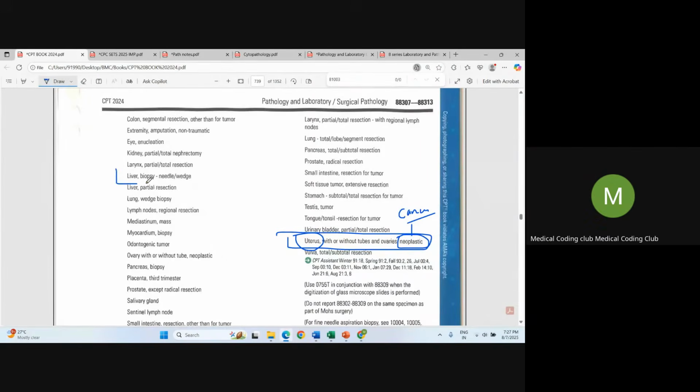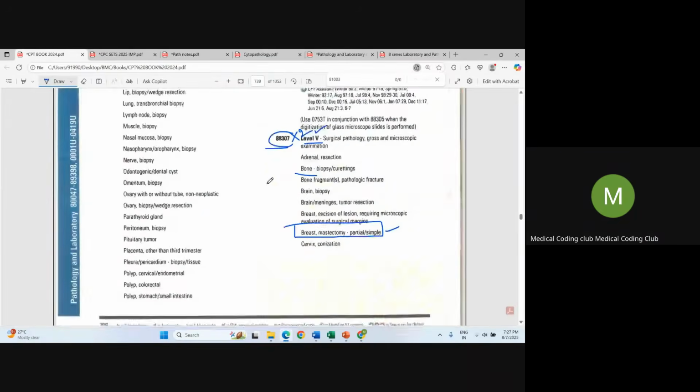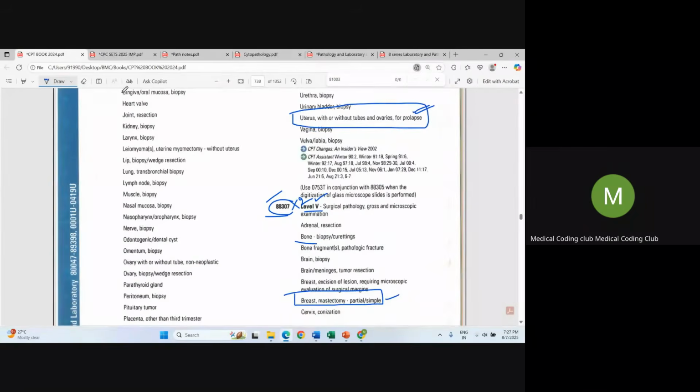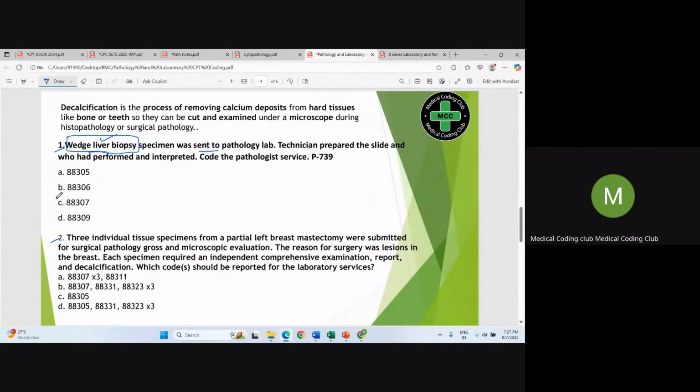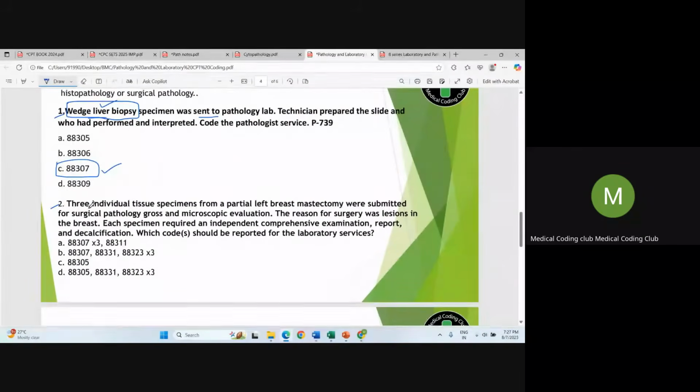So here is the liver biopsy. Liver biopsy can be a needle biopsy or a wedge biopsy. In our question, they have mentioned wedge liver biopsy, so it is under 88307. So the first question's answer is option C, 88307.